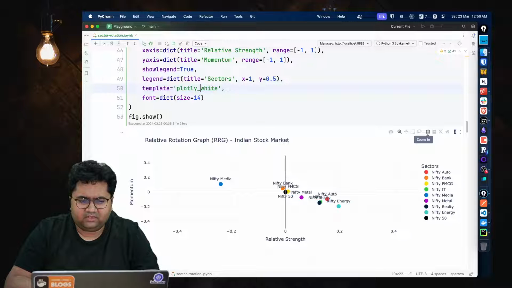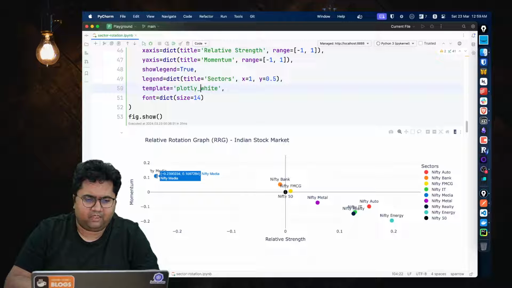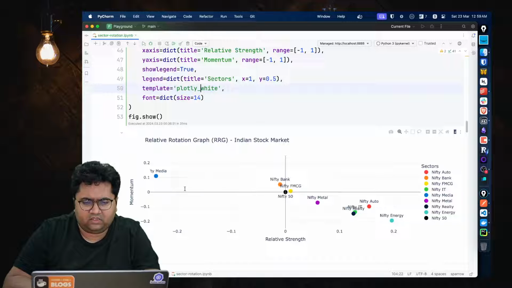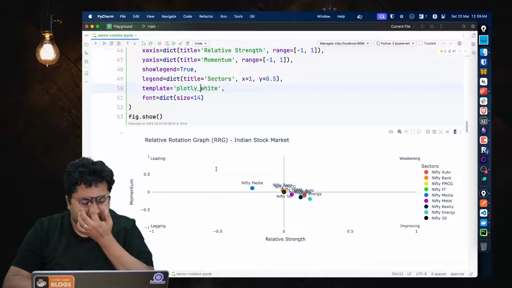What we can do is zoom into it and we should be able to see what is happening where. So something was minus 23 before, and now, okay, this is the axis on momentum and relative strength. This is the X and Y. It's showcasing where we are. So relative strength is minus, and so this is now in a leading category.